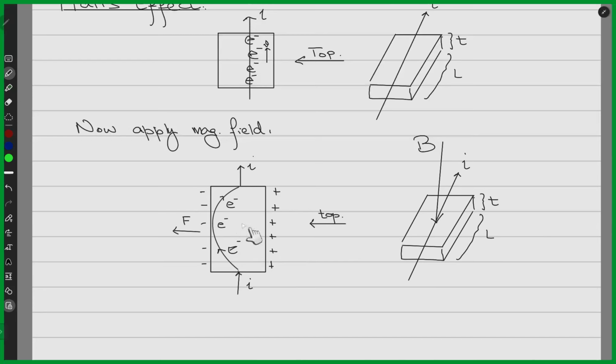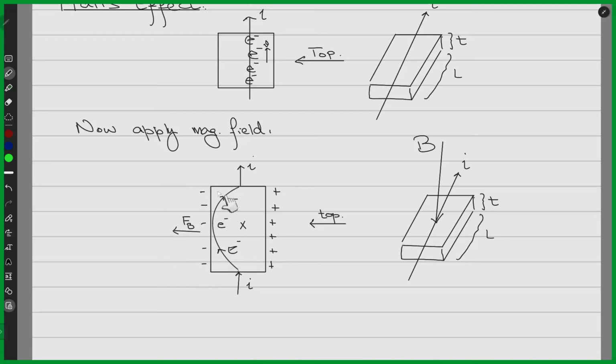The magnetic field is again into the page, so I'll represent it with a cross. Now you see that we have a net negative charge on one side and a net positive charge on the other side. Because of the application of the magnetic field into the conductor, these charges experienced a magnetic force, and they were deflected to the left. That left us with negatively and positively charged sides.